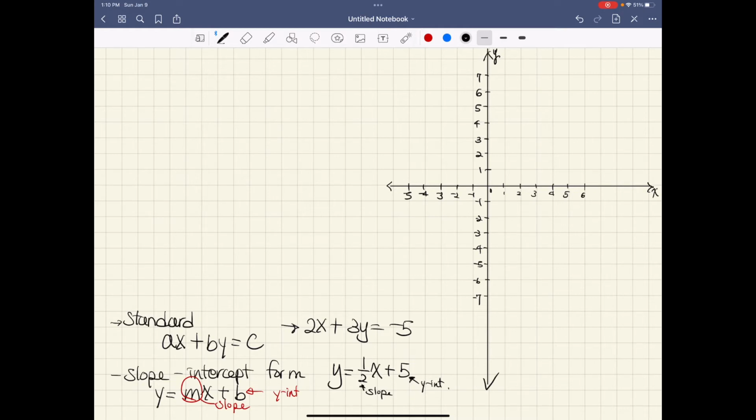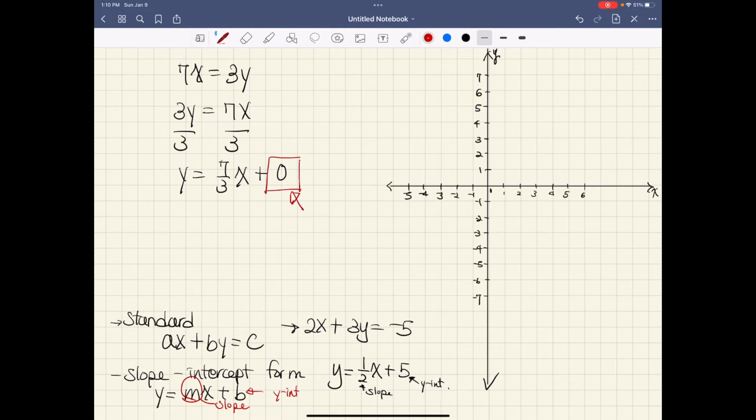So if you have 7x is equal to 3y, you have to solve for what y is equal to. So let me switch them around first. And you will have y is equal to 7/3 x. And you will say you have nothing after. You're right. Nothing after means 0. So this 0 means y-intercept. So you have to start from 0.